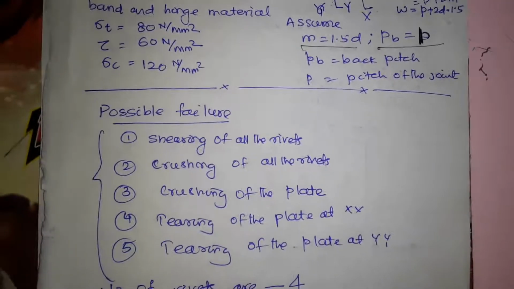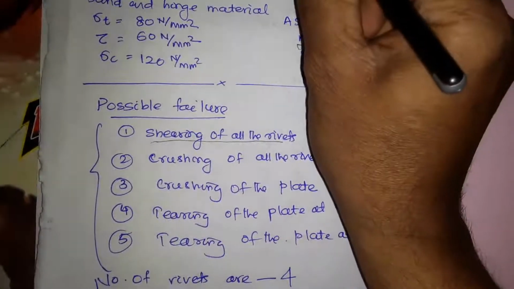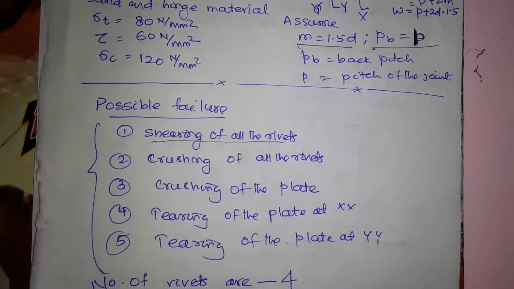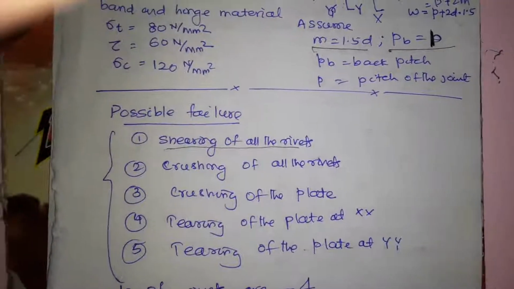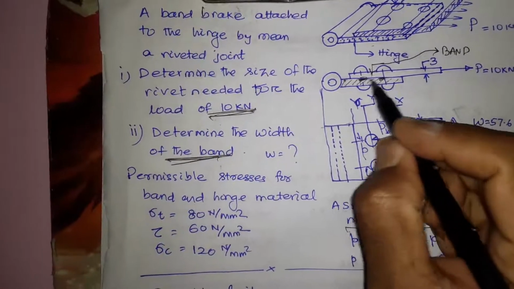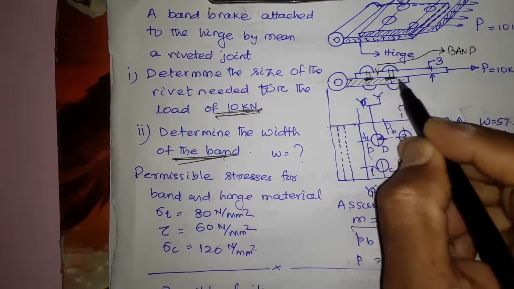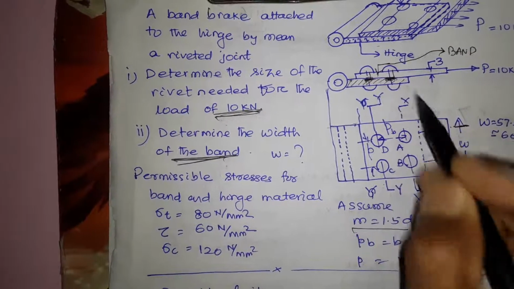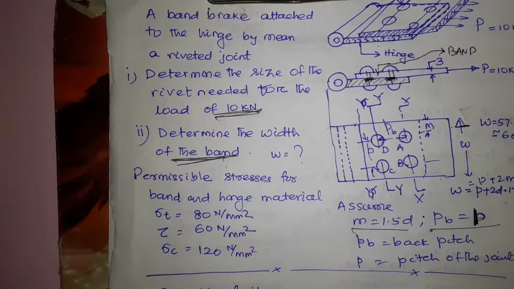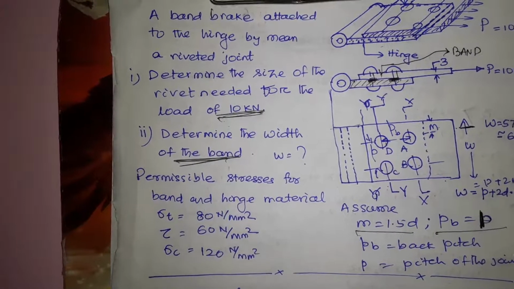so the possible way of failure is, first of all, the rivet may shear. So the rivet, there are 4 rivets, all the 4 rivets may shear. This may shear, and shearing will take place at this location, at the interface between the hinge and this. So it may shear off like this at these locations. So there will be 4 such locations, 1, 2, 3, 4. So all the rivets may shear. That is one.